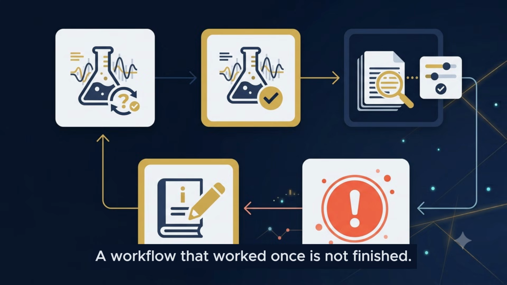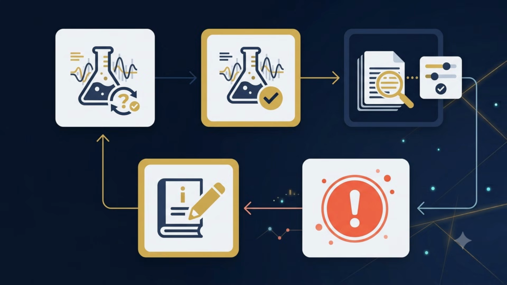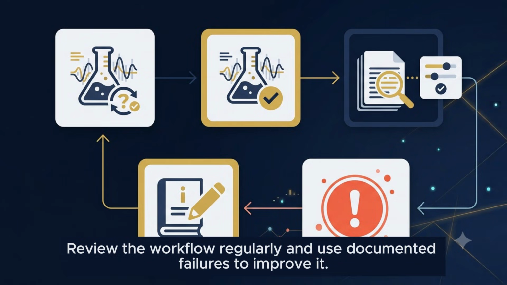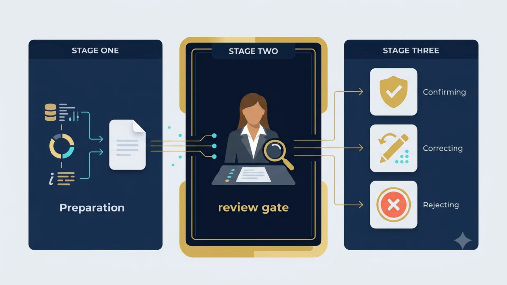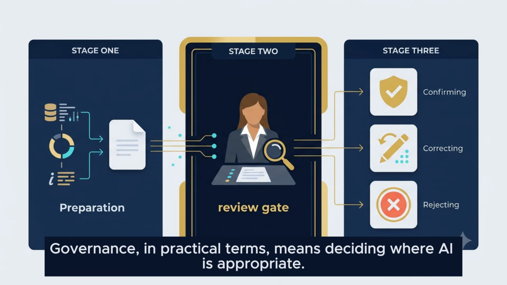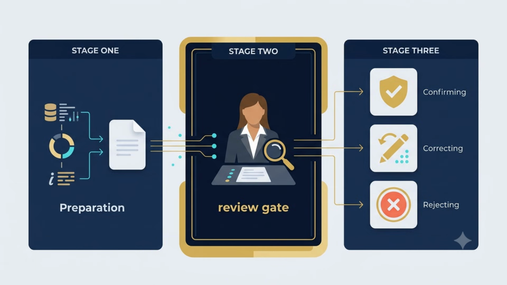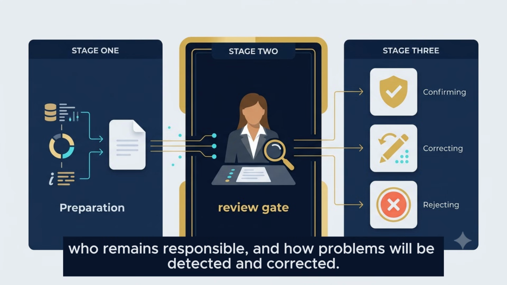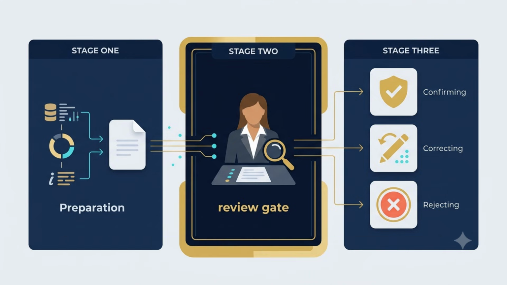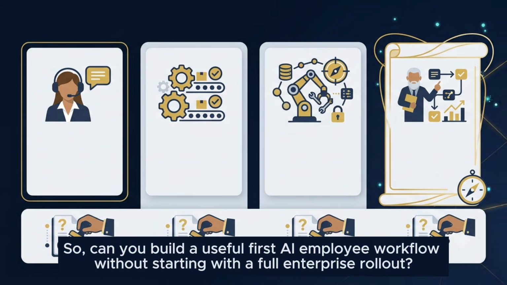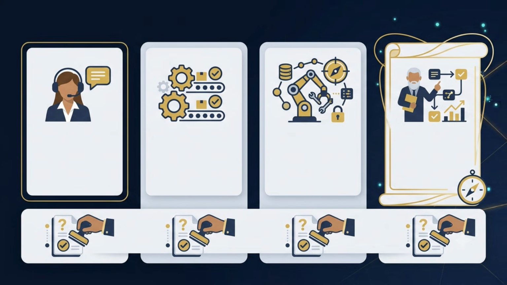A workflow that worked once is not finished. Models change. Processes change. Instructions change. Review the workflow regularly and use documented failures to improve it. Governance, in practical terms, means deciding where AI is appropriate, who remains responsible, and how problems will be detected and corrected. So, can you build a useful first AI employee workflow without starting with a full enterprise rollout?